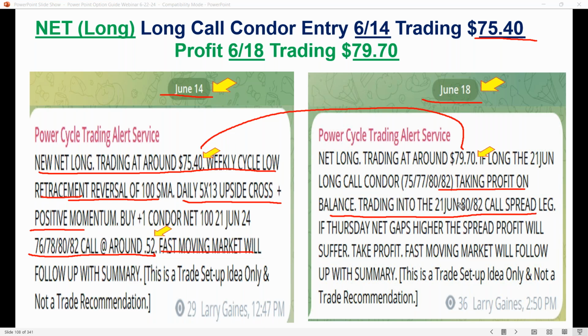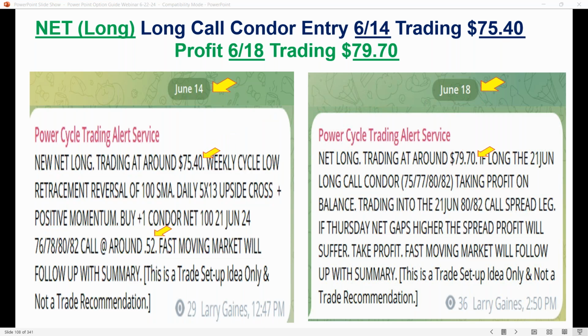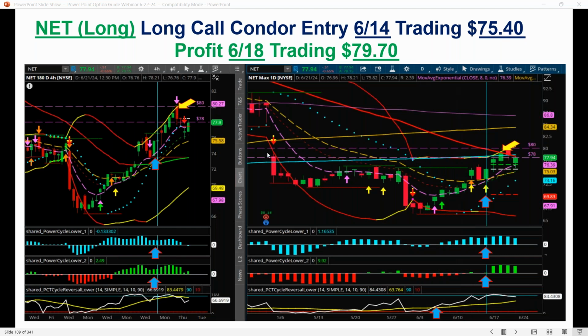This explains why we got out a little bit early on this trade. The next day was going into the holiday that we had this week, and I was worried that it might gap up on Thursday. So we went ahead and took the profit on the trade on Tuesday.